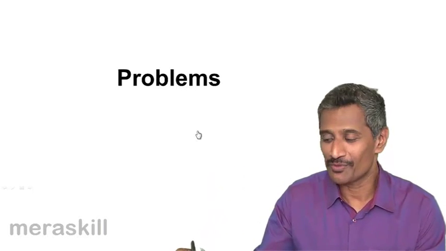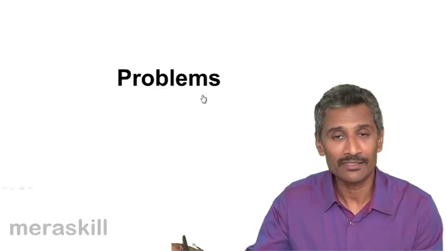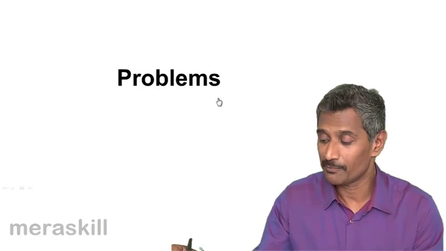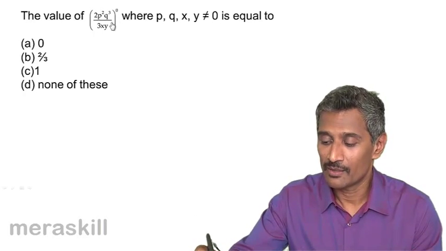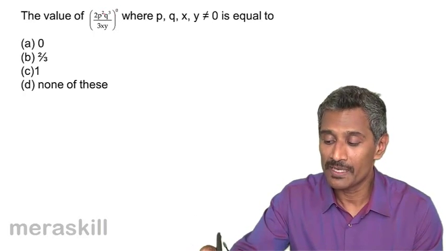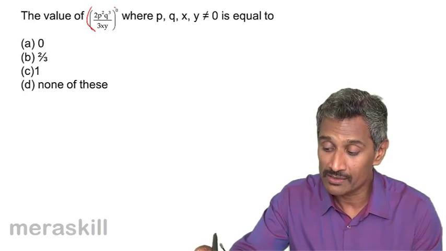Okay, so let's see what we have in the problems. We have a number of interesting situations here. Let's see how we work on them. Okay, now here, the first one over here is 2p squared q cube upon 3xy, the whole raised to 0.